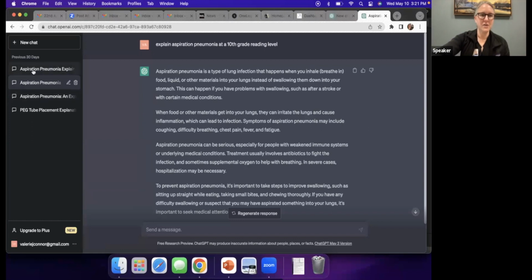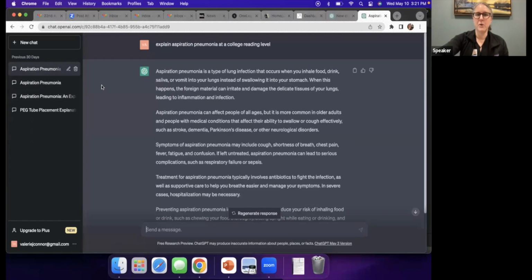And then I asked it also to explain aspiration pneumonia at a college reading level. And now it's using words like infection, and saying foreign material can irritate and damage the delicate tissues of your lungs, leading to inflammation and infection.